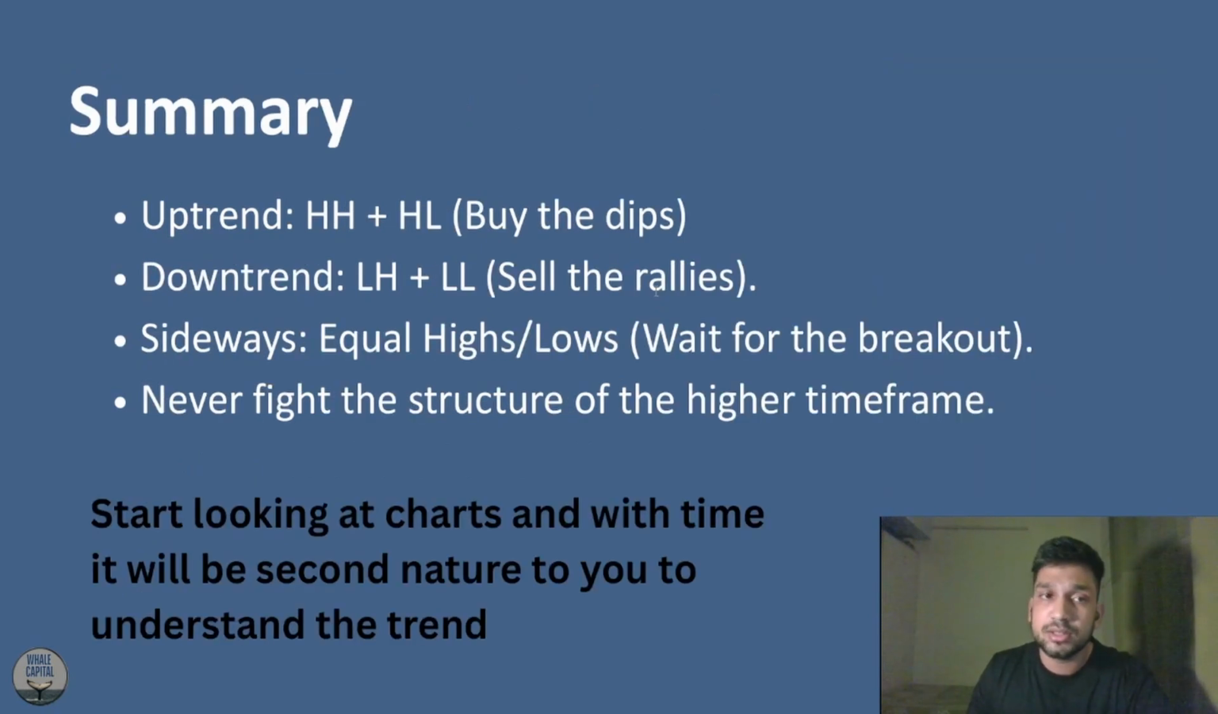Okay, to summarize this video: an uptrend is a series of higher highs and higher lows, and you should buy the dips. A downtrend is a series of lower highs and lower lows, and you should sell the rallies. In the Indian market, you cannot carry short positions. You can take short positions for the day, and you need to square them off that day itself. So I wouldn't suggest short selling for novice traders.